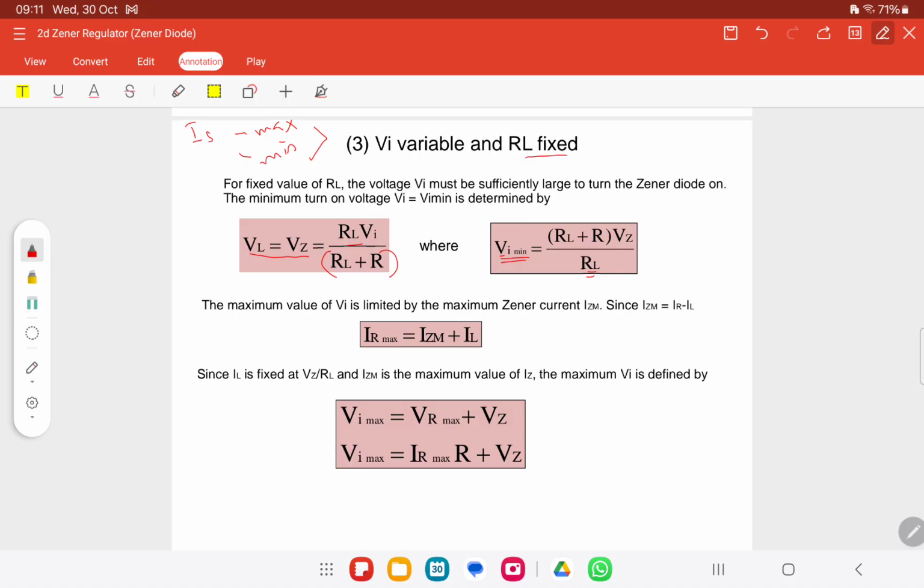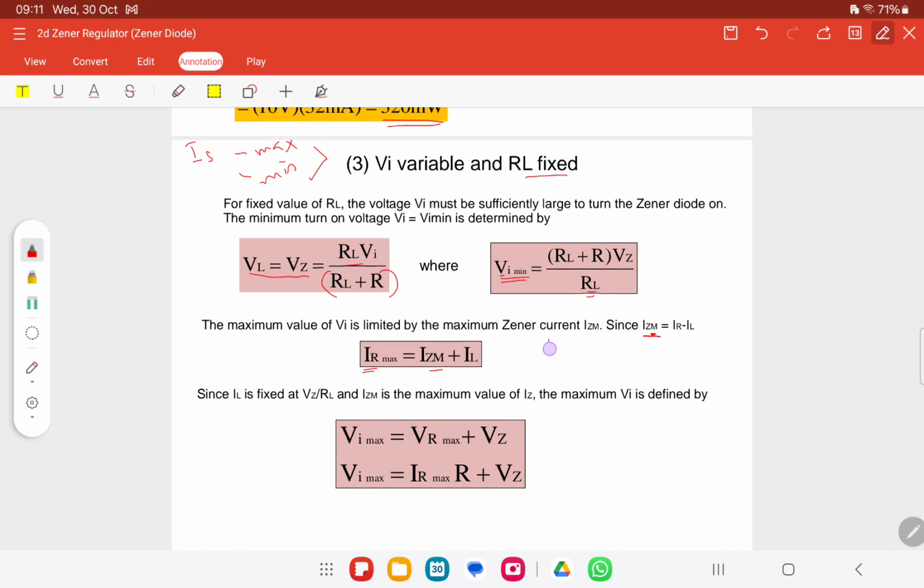From there, it is given. Normally dekat dalam the diode, dia mesti given the IZ ataupun PZ dia. IZM or the PZM. That one is the spec of the diode. So from there, kita boleh dapat the IR. Okay, because now kita boleh dapat the IL kan? VL over the RL. RL is fixed. VL is equals to VZ, so boleh dapat the IL. Okay, this one given, this one kita dapat from this formula.